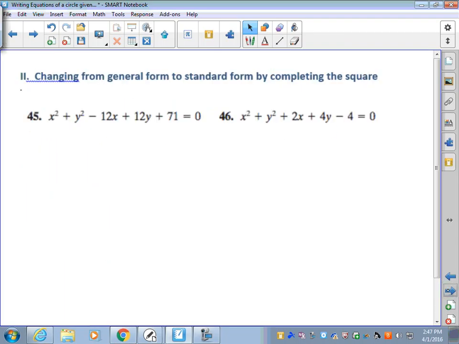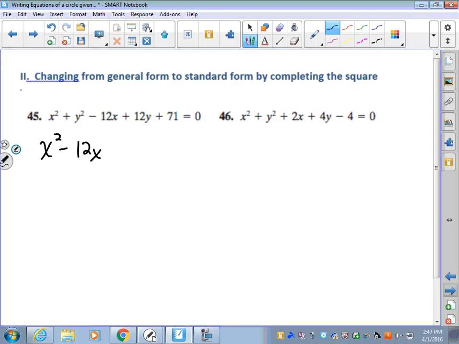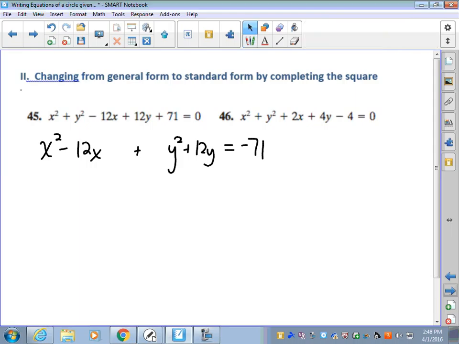And then the last one, which is what your notes were over, is that you would have to complete the square to solve this. So the first thing was to group the like terms. So we have our x squared minus 12x together. It's going to be added to our y squared plus 12y. And put the numbers on the other side, so it's going to be negative 71.